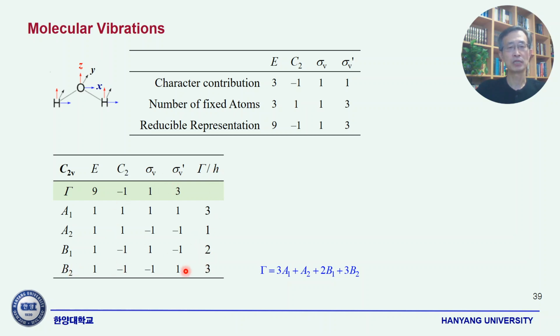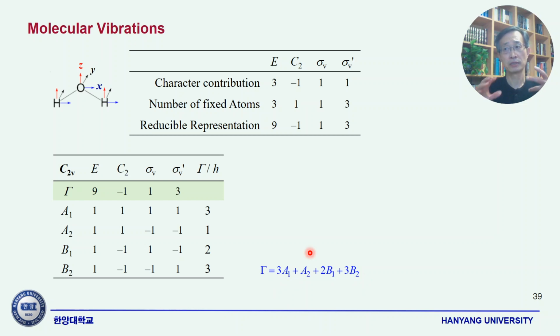So in the B1, B2 case you can also get 9 plus 1, -1, 3 plus 3, 12. 12 divided by 4 is 3. So 3, 1, 2, 3 are the contributions for the irreducible representations. So gamma itself is 3A1 plus A2 plus 2B1 plus 3B2, just like this. So this is the total representation gamma for the molecular motion.